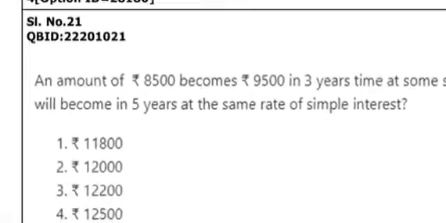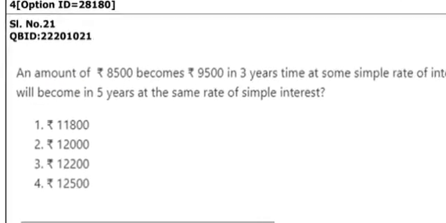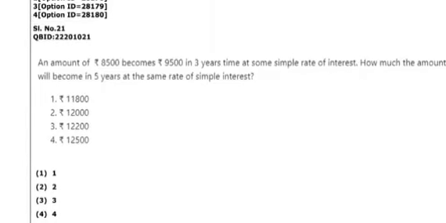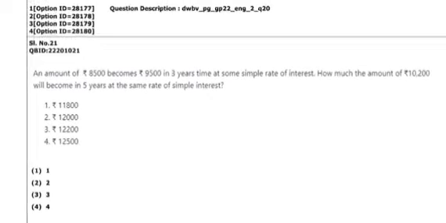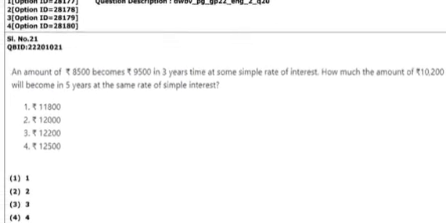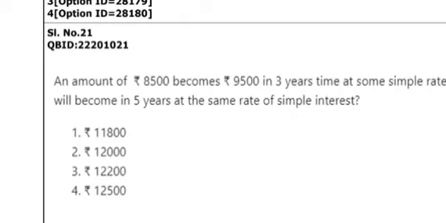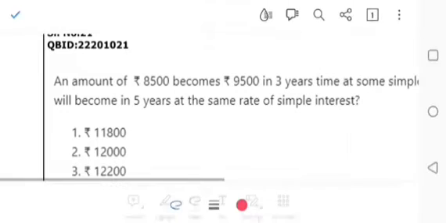Then 21. 21 is a mathematical question, but still let me try to give you the correct answer, though I will not be able to show you how I got the solution. An amount of 8,500 becomes 9,500 in 3 years at some simple rate of interest. How much will the amount of 10,200 become in 5 years at the same rate of simple interest? 11,800, 12,000, 12,200, 12,500. So it will be option C, 12,200.